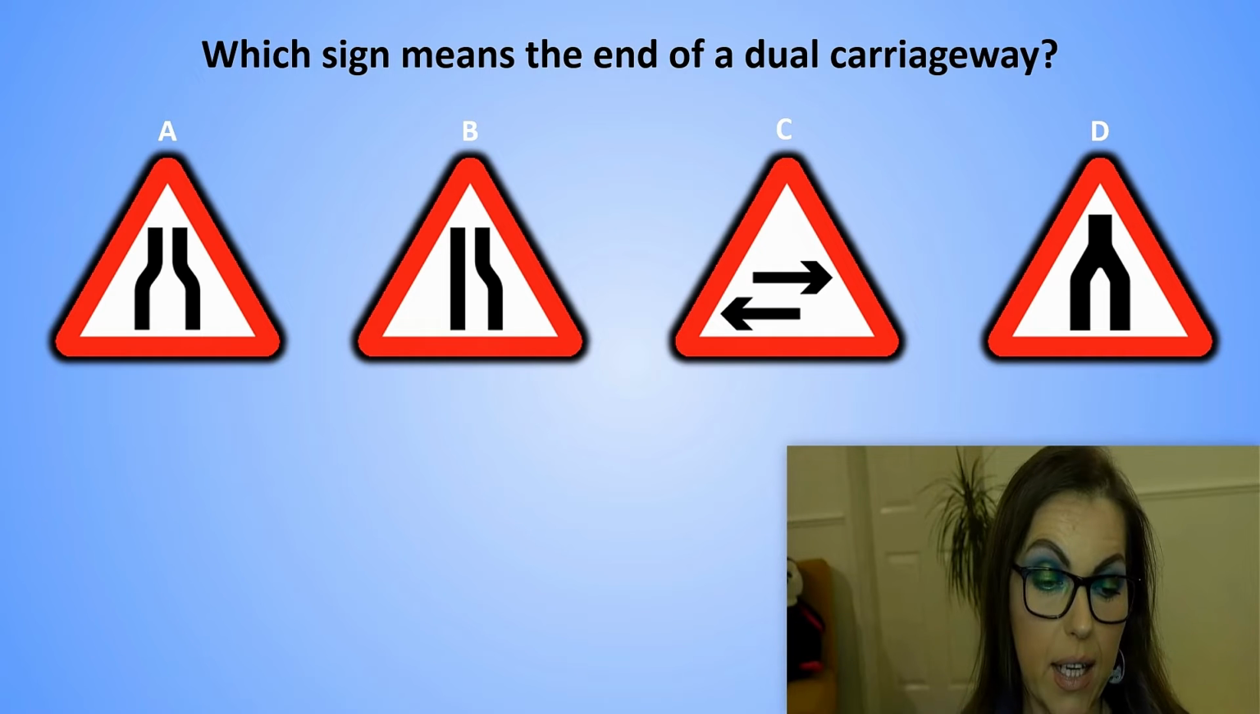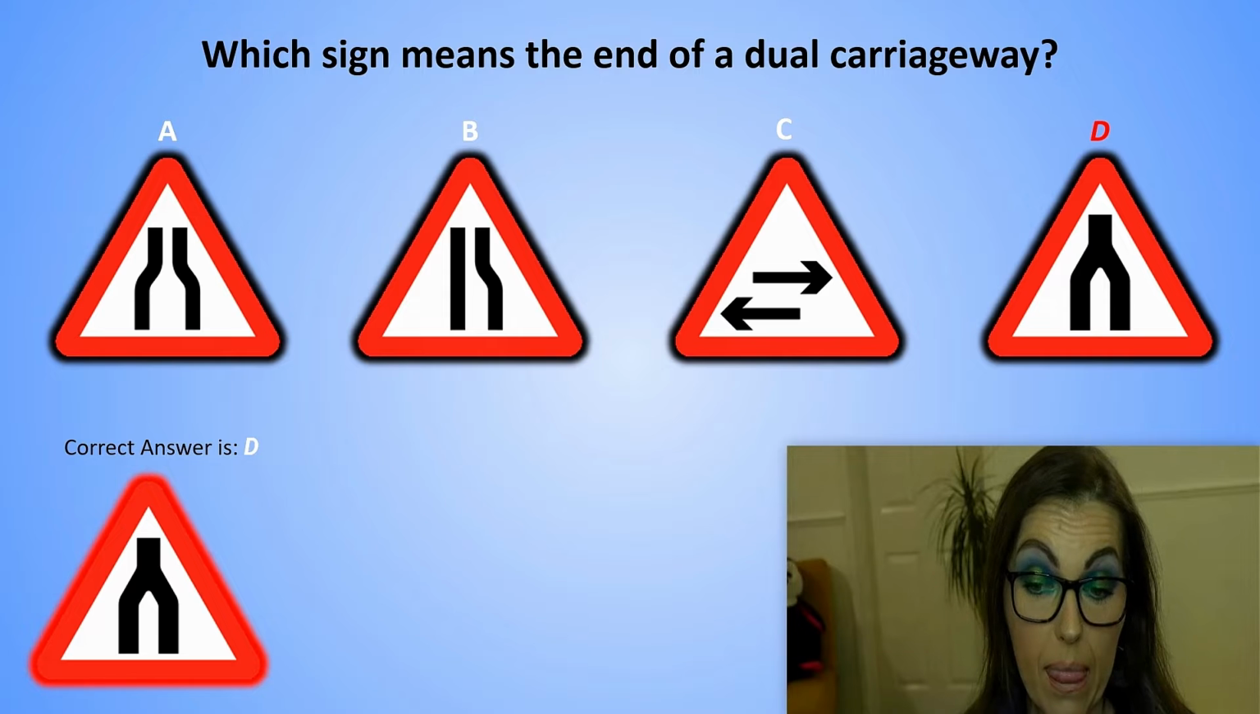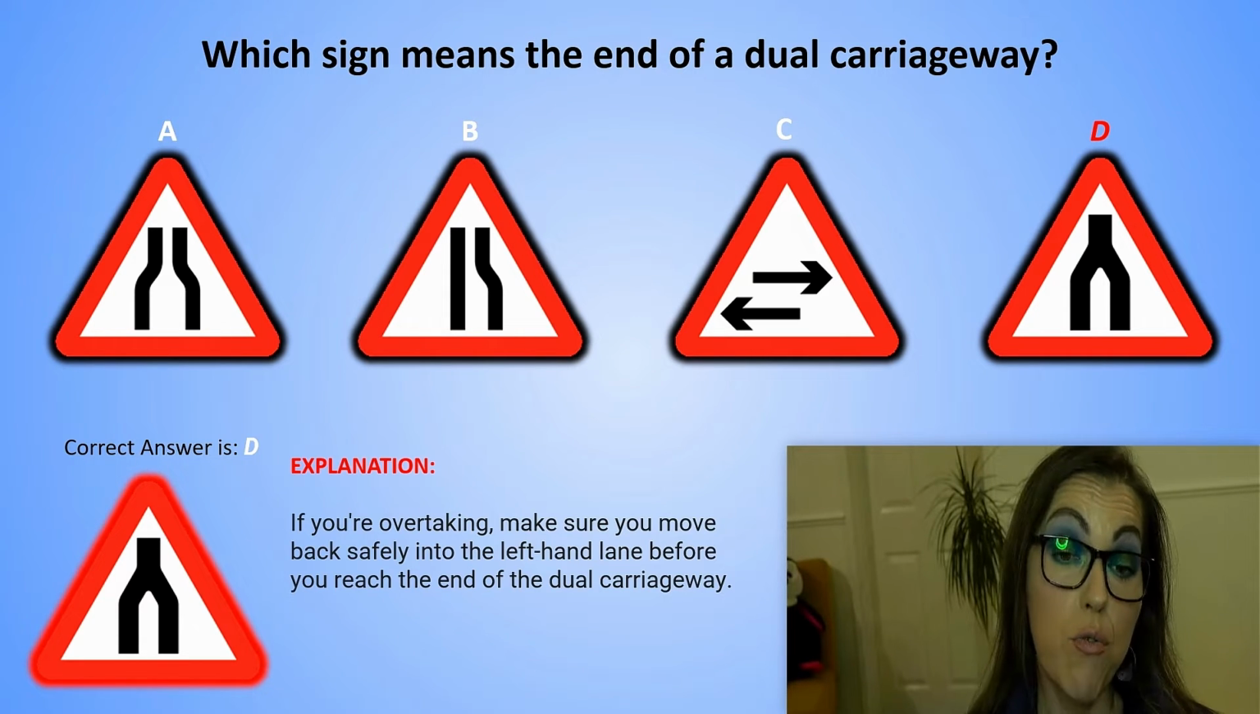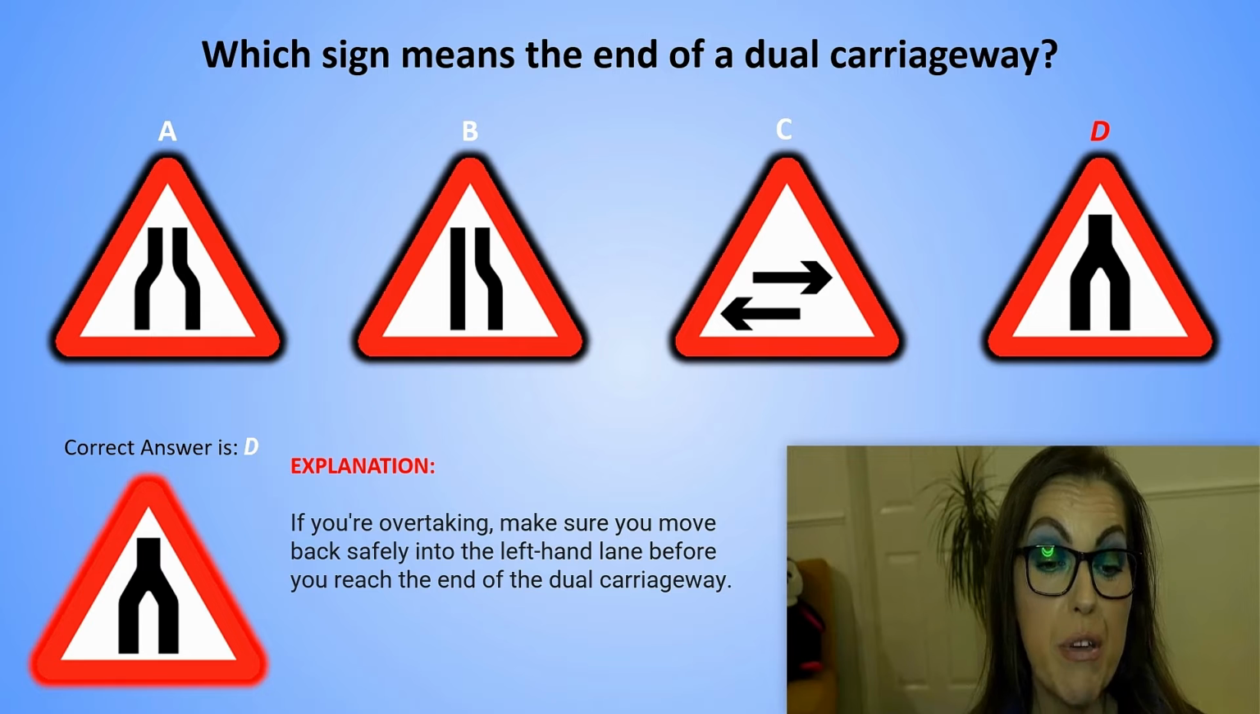And the correct answer is D. Explanation. If you are overtaking, make sure you move back safely into the left-hand lane before you reach the end of the dual carriageway.